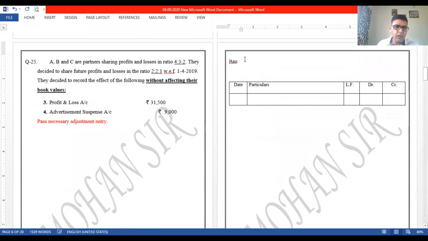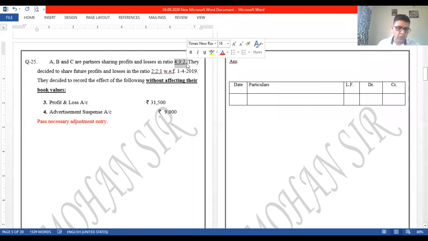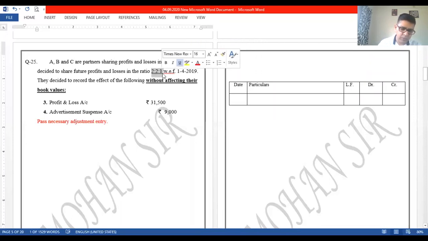A, B, C are partners sharing profits and losses in the ratio of 4:3:2, and they have decided to share the future profits in the ratio of 2:2:1. Okay, so old ratio is there, new ratio is there. मैंने बताया ना आप लोगों को, any chapter like admission, retirement, death, old and new ratio दिया तो sacrifice और gain तो बनता है, तो ये दिमाग में set कर लेना आप लोग भी, right?